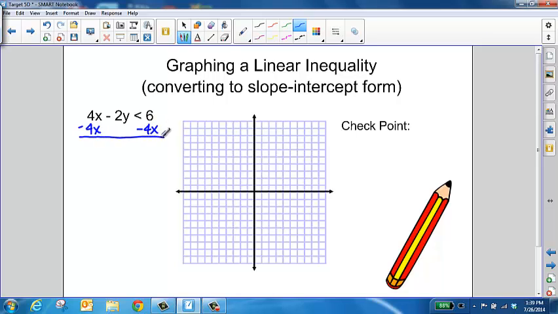So we're going to subtract 4x from both sides, which is going to leave us with negative 2y is less than negative 4x plus 6. Now the last step is to divide everything by negative 2.